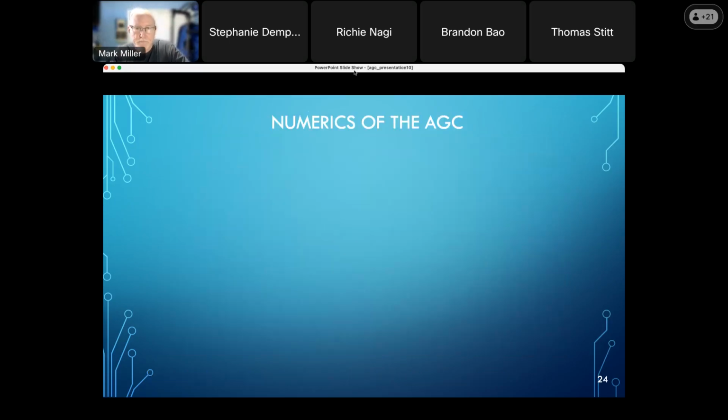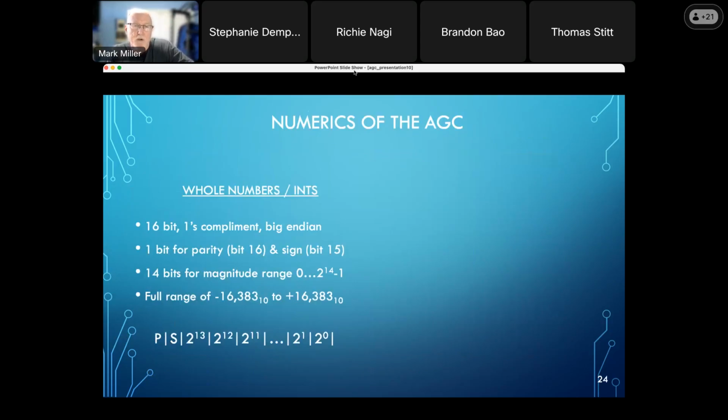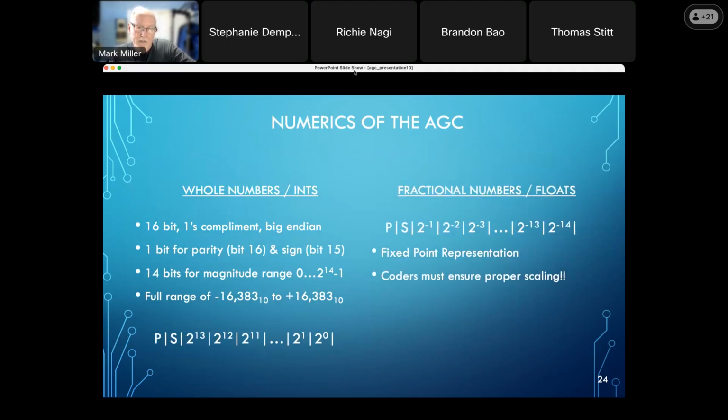So the numerics, whole numbers, integers, they had 16-bit words, but they had 1's complement, and it was big Endian. So they had 1 bit for sign, 1 bit for parity, 14 bits of magnitude. And then for fractional numbers, basically the same thing, except the bits represent the halves, the quarters, the eighths, the sixteenths. So that represents the mantissa. And in any particular block of code, the exponent for the particular number had to be assumed. It was implied by that block of code.